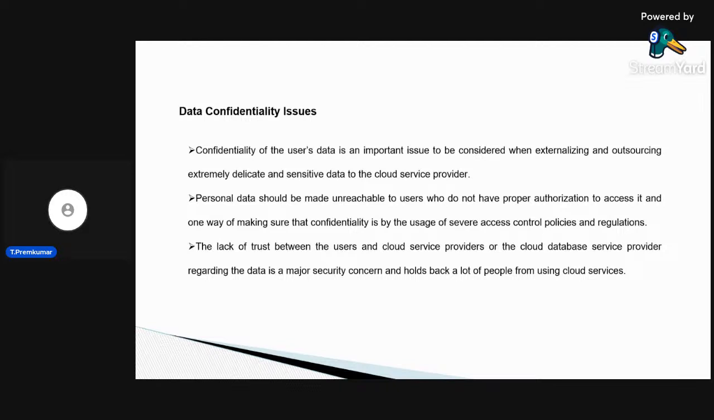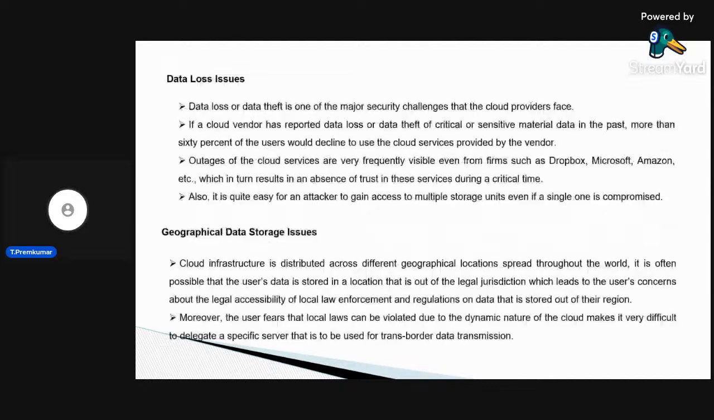The lack of trust between the users and the cloud service providers, or the cloud database service providers, regarding the data is a major security concern and holds back a lot of people from using cloud services.